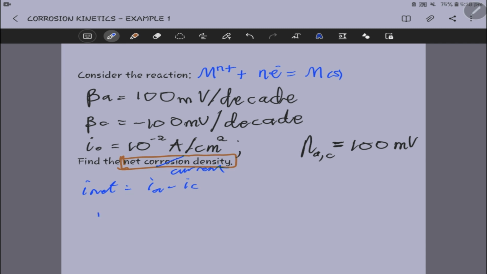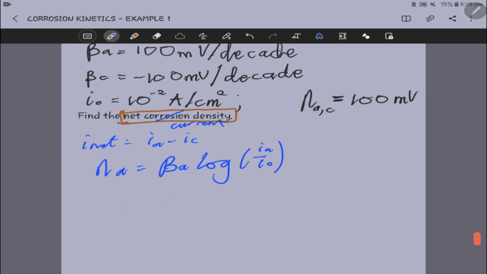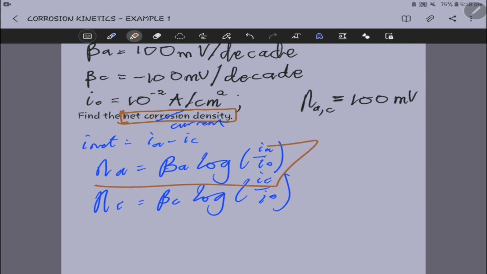Where we know that the potential anodic is, and then we have log of the anodic current density over the net exchange current density. Same for the cathodic: we have log of the cathodic current density over the cathodic exchange current density. The one for this is very straightforward, and we'll find the anodic from here, and then find the cathodic from this as well.